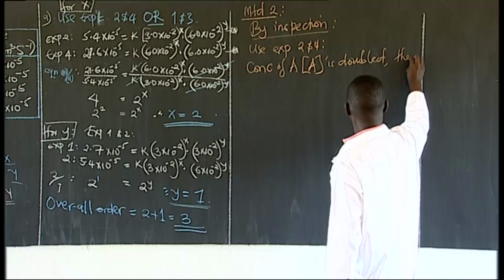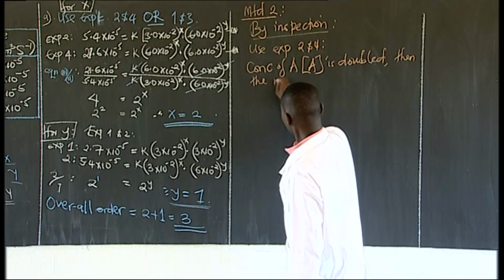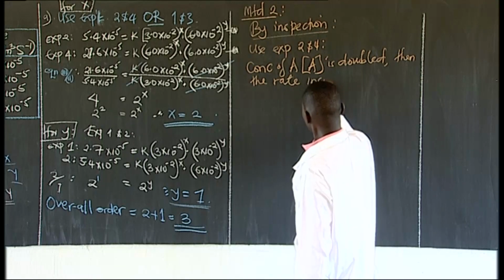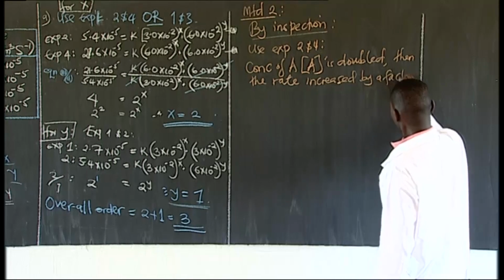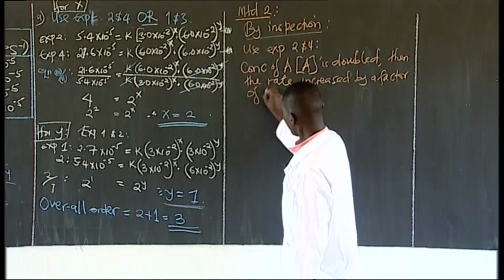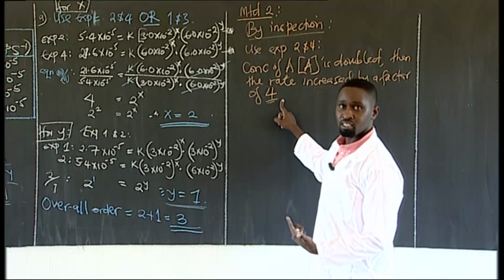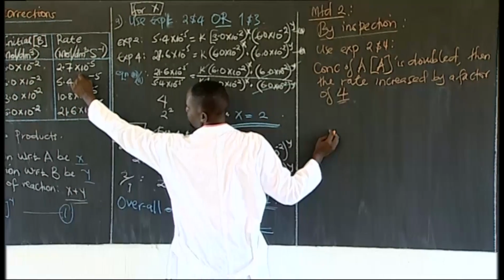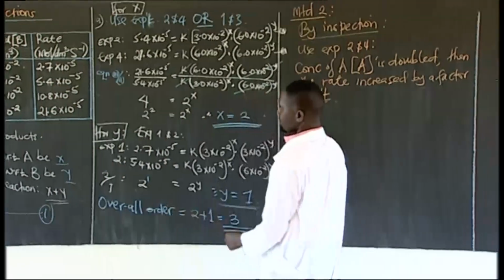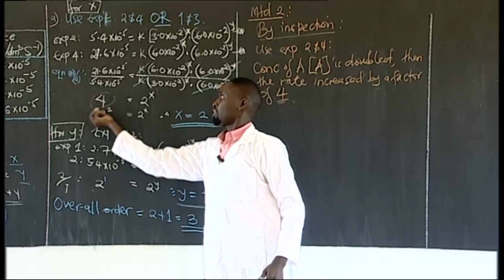Then the rate increased by a factor of 4. Question, where do I get this 4? Simple. Get this value, divide it by this value. You will directly get our 4. It is just right here.